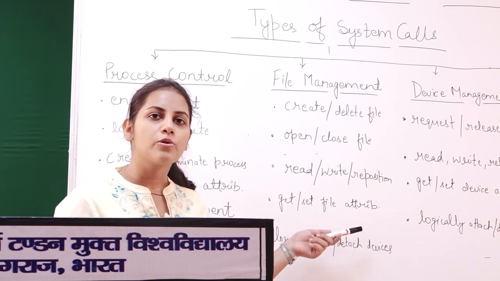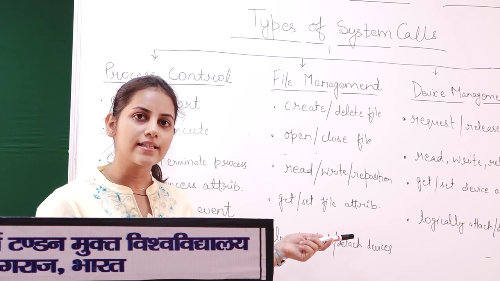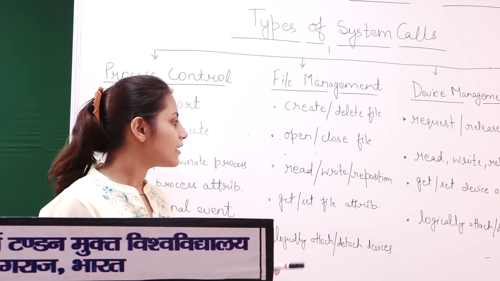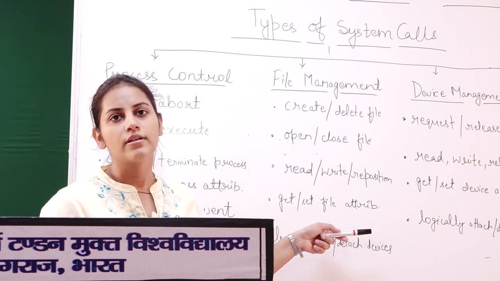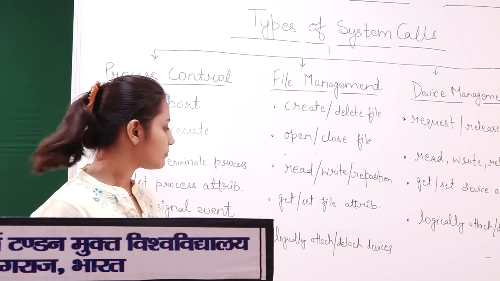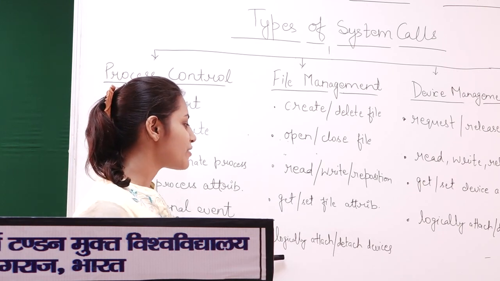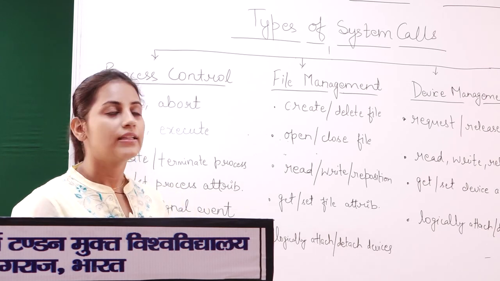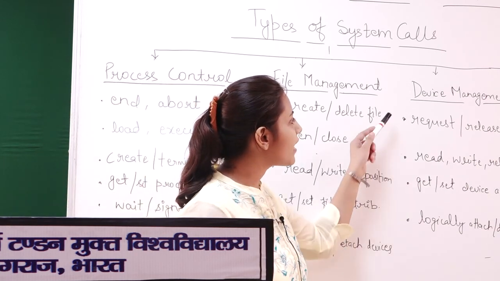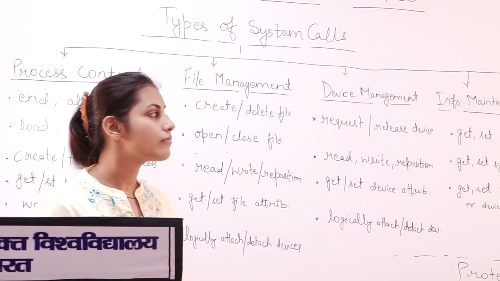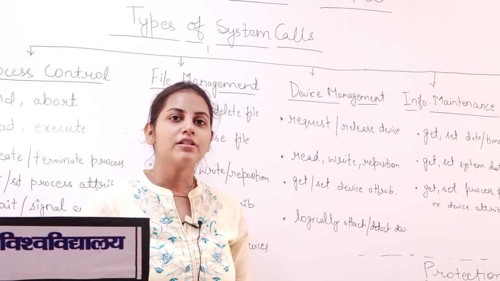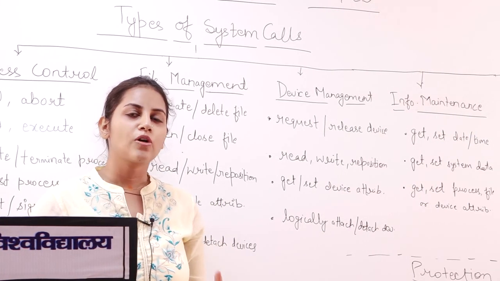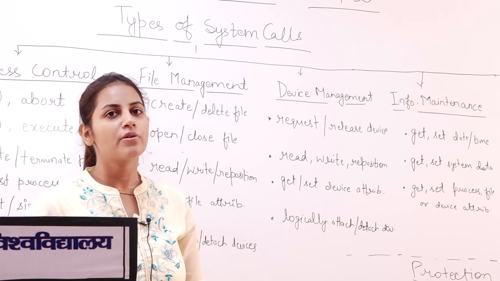Then again, there are attributes related to files that are stored on the disk, and there are system calls for getting the values of the attributes or setting the values of the attributes to some value. Then there are system calls for logically attaching and detaching different devices. The next type of system calls are related to device management. As you know, there are different types of devices associated with the operating system. For managing each of the devices, different types of system calls are provided.